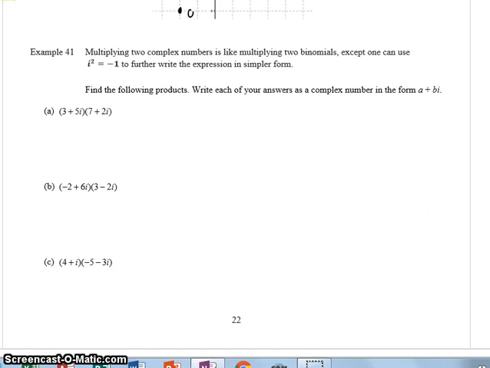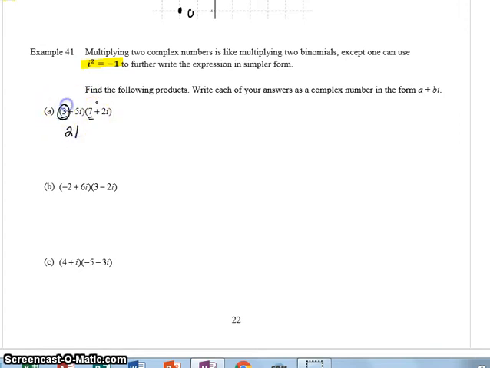Example 41. Multiplying two complex numbers is like multiplying two binomials, except one can use i squared is negative 1 to further rewrite the expression. This is going to be huge, guys. You know this. You can either FOIL or box this. For A, I'll FOIL, but for B, I'll box. My first terms, I get 21.